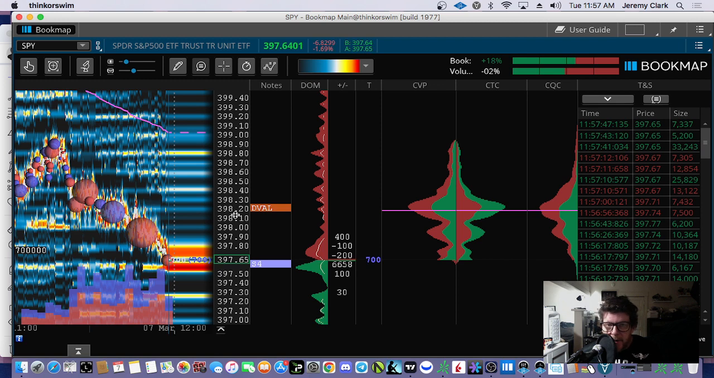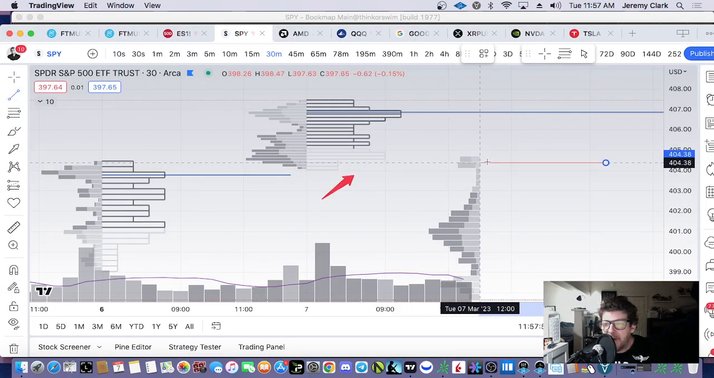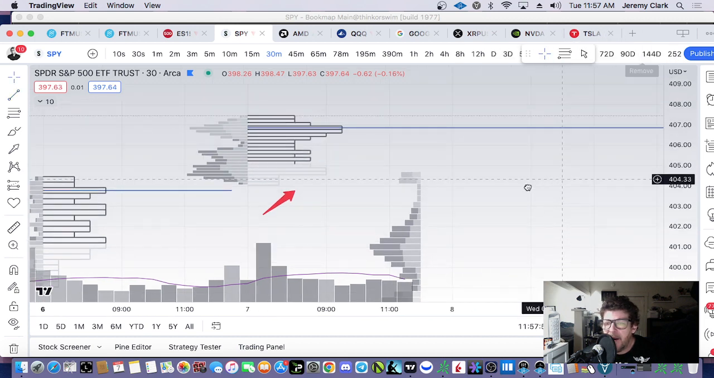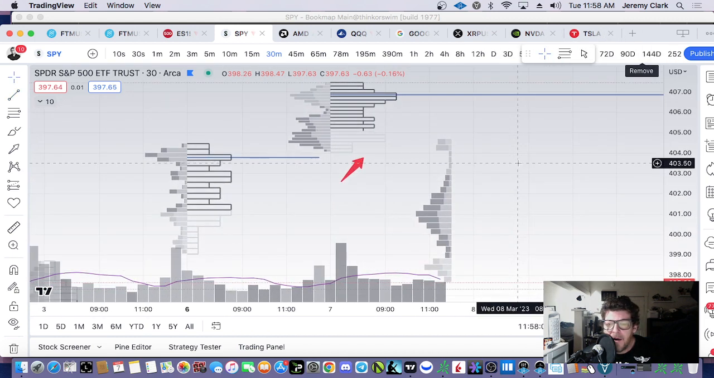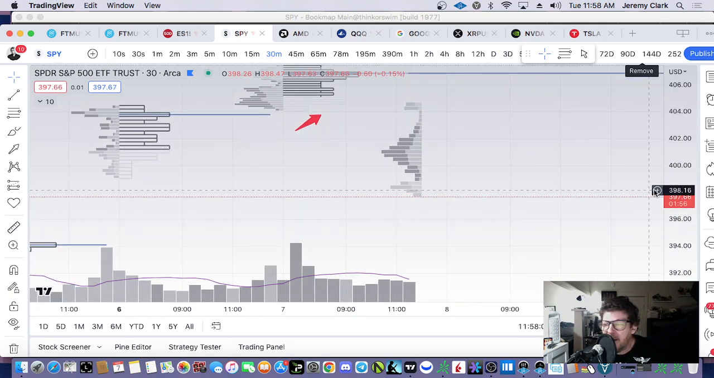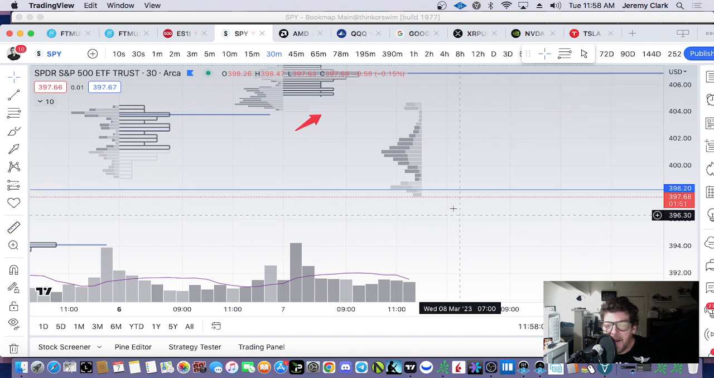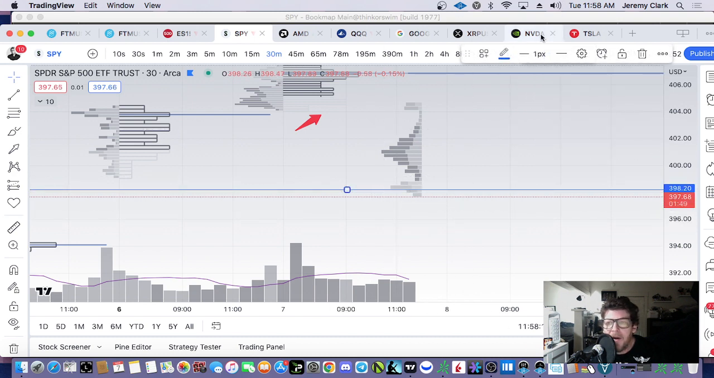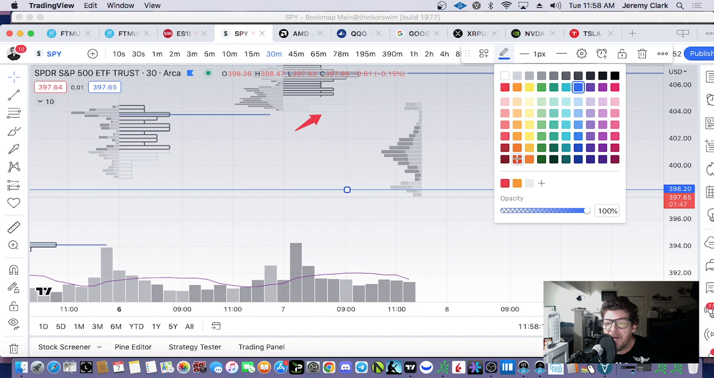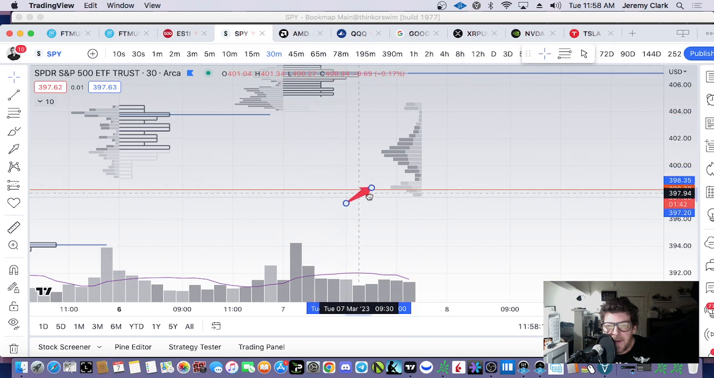So that's 398.20. So if I go back to TradingView and let's just look at today. I believe this is today. What did we say? 398.20. 398.20 was my value area low. And I'm just going to change that to orange. And you can see, yes, indeed, that was the developing value area right here.